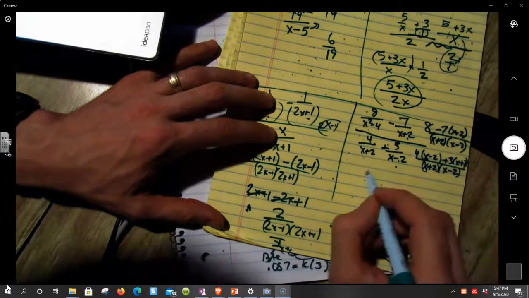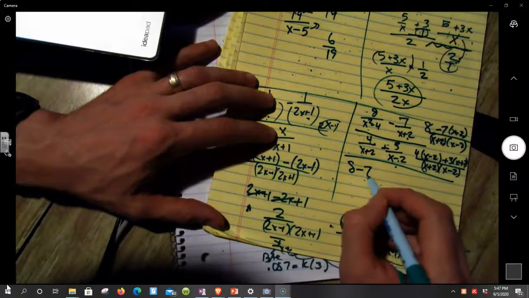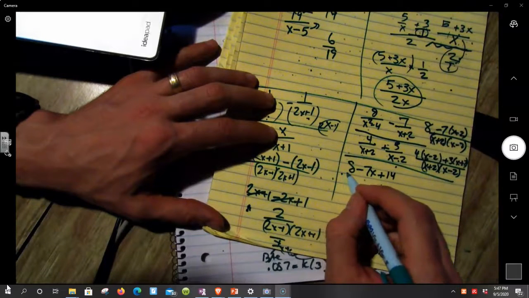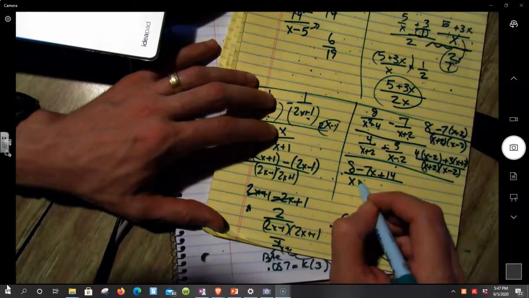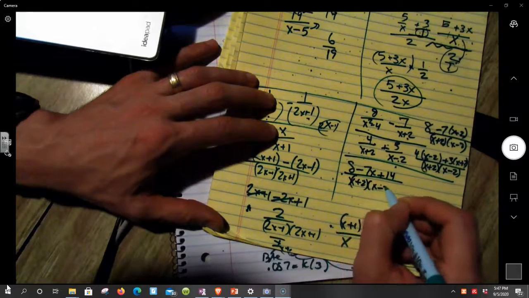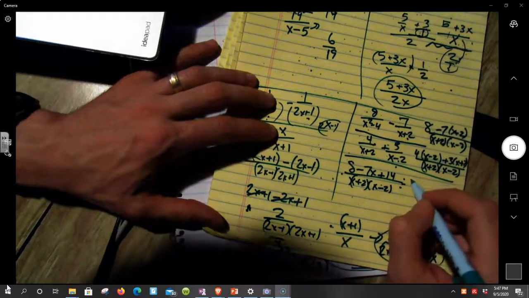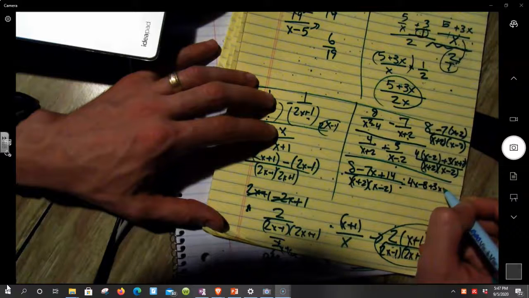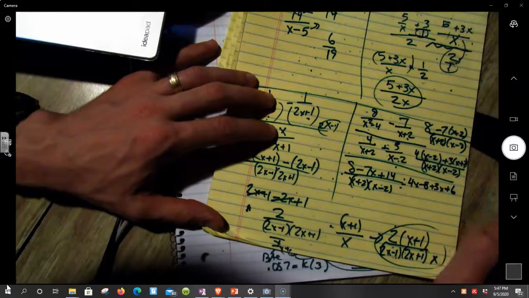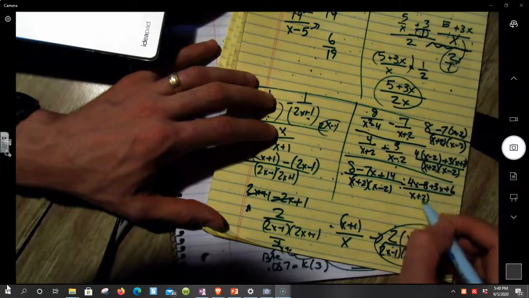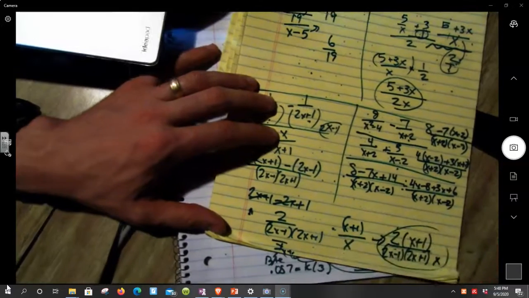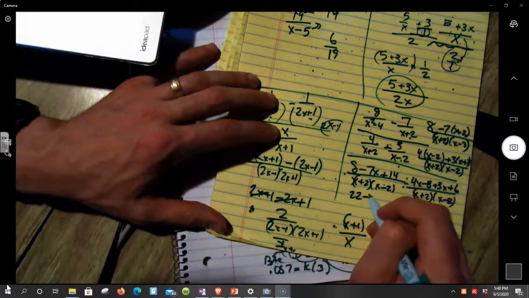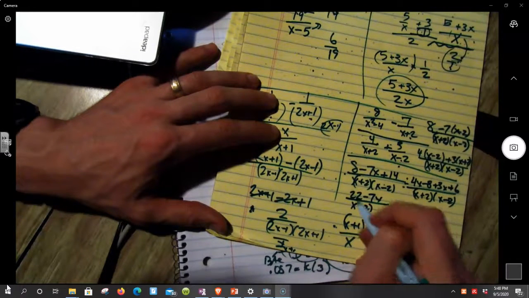Now we have to clean that up, and we're going to have 8 minus 7x plus 14 over x plus 2, x minus 2, divided by 4x minus 8 plus 3x plus 6 over x plus 2, x minus 2. And so when we divide, we're really going to multiply by the reciprocal. So we can simplify this now, and you're going to get 22 minus 7x over x plus 2, x minus 2.